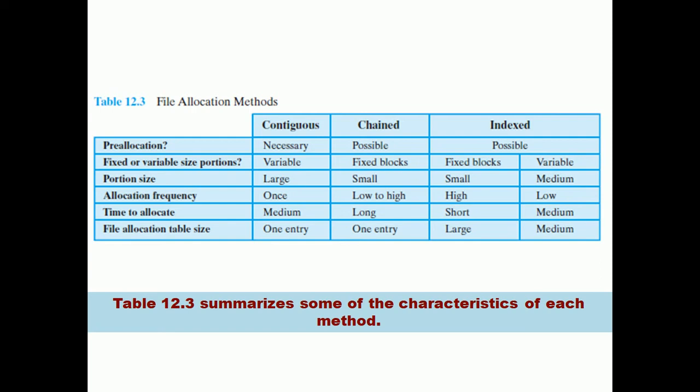Now this table summarizes the characteristics of each and every method. With respect to pre-allocation, fixed allocation or variable allocation, it shows the portion size, the allocation frequency, and when it is supposed to allocate, whether it is pre-allocated or after that. So next is the file allocation table size.